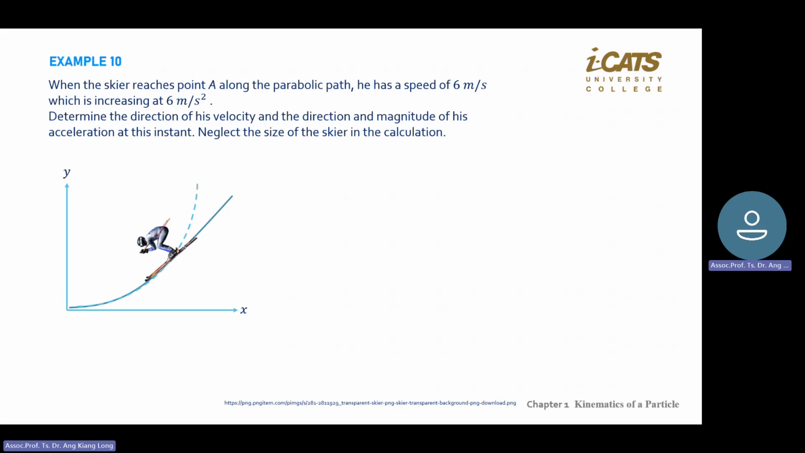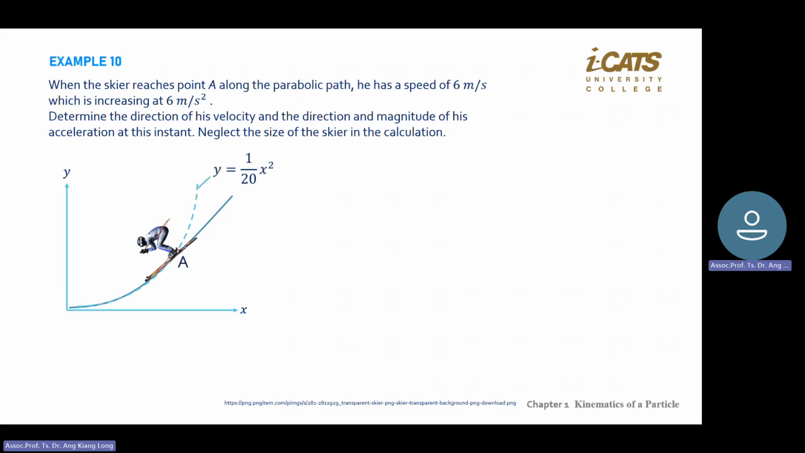He has a speed of 6 meters per second and increases at 6 meters per second squared. You are given the acceleration. Determine the direction of his velocity and the direction and magnitude of his acceleration at this instant. Ignore the size of the skidder in this calculation. This one is important. If you see ignore the size, it means it's not under a chapter that needs to find energy. The m is taken out.